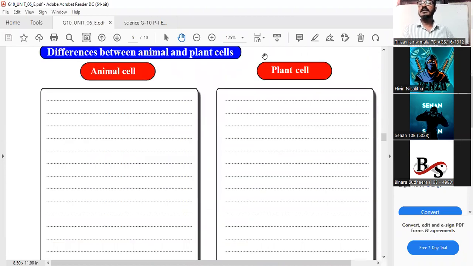Look at the topic. Differences between animal and plants. It is there in your textbook. Here it is.